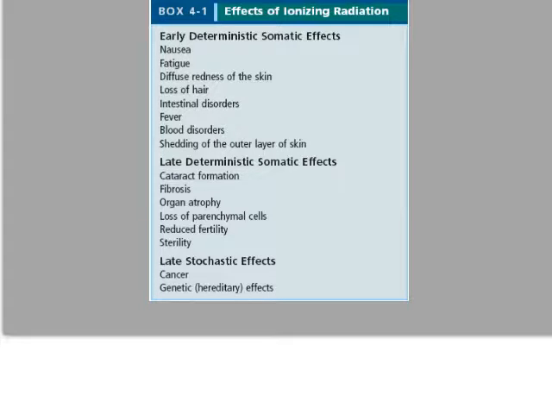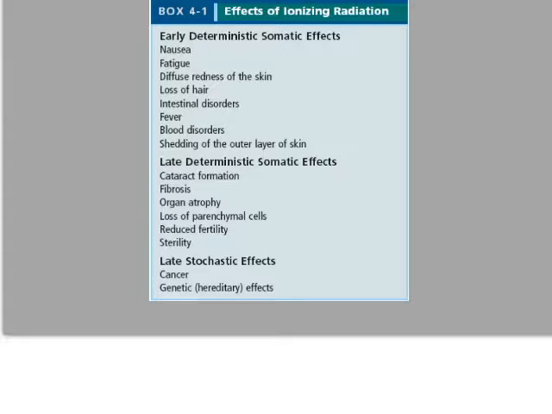we can see things like nausea, fatigue, vomiting, skin burns, loss of hair, which might also be called epilation, GI disorders, fever, blood disorders like white blood cell counts can drop off, and infection can set in, or anemia, and then sloughing off of that outer layer of the skin. Okay, those are pretty severe, and they happen very soon. The amount of these things and the severity of them is determined by the dose. So we call them deterministic or early deterministic effects.